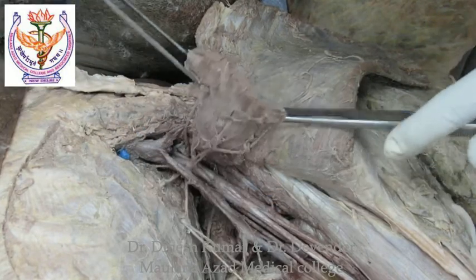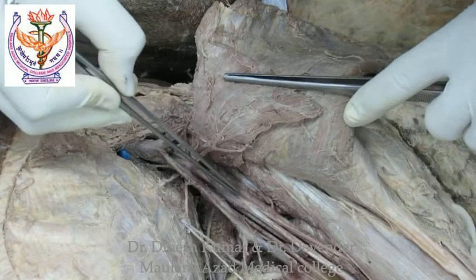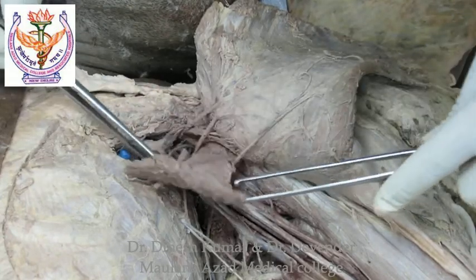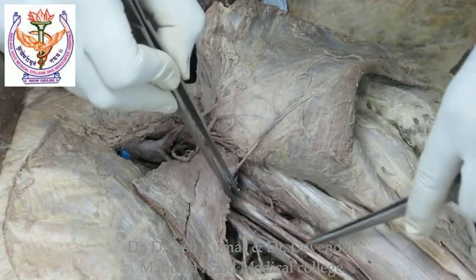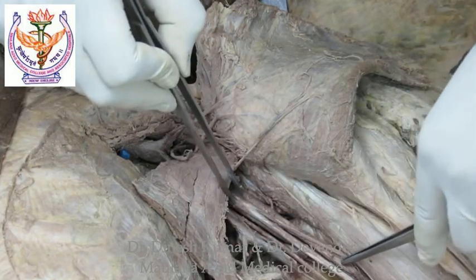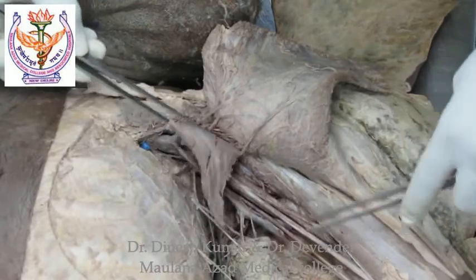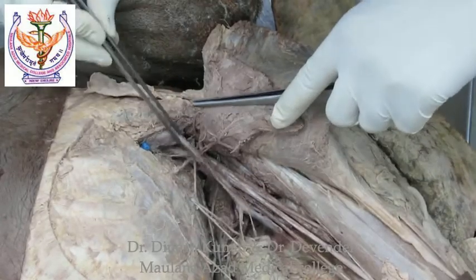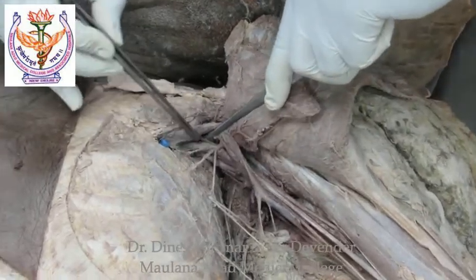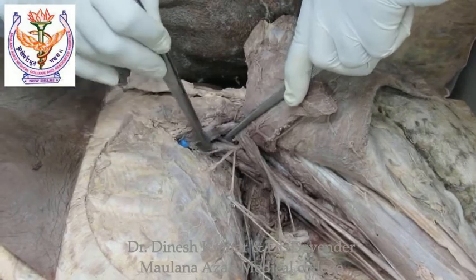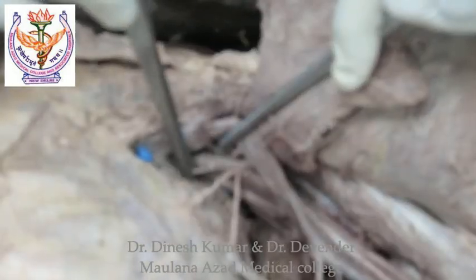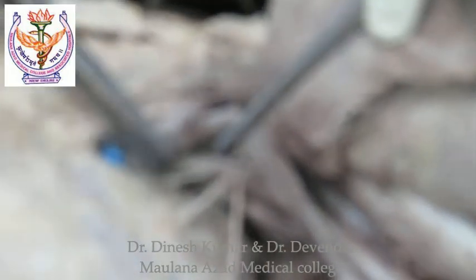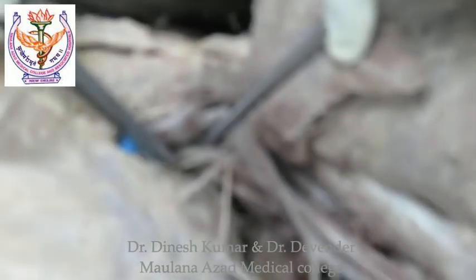Below the pectoralis minor, this is the second part of the axillary artery, and then from the lower border of the pectoralis minor to the teres major, this is the third part of the axillary artery, right? So first, the first part of the axillary artery, we can see this branch which is coming from the first part, that is the superior thoracic artery. You can see this is the superior thoracic artery.